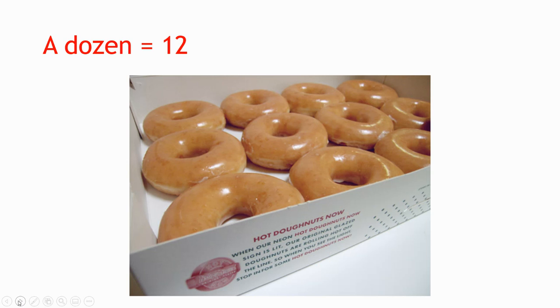Other words that represent a number, a dozen. A dozen means 12. We often refer to a dozen donuts, but it could also be a dozen pens. It could be a dozen glasses. It could be a dozen roses. 12 is what the number represents. It doesn't matter what the object we're counting is. If I have a dozen of that object, I have 12.